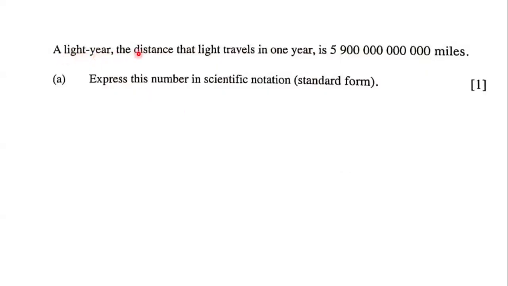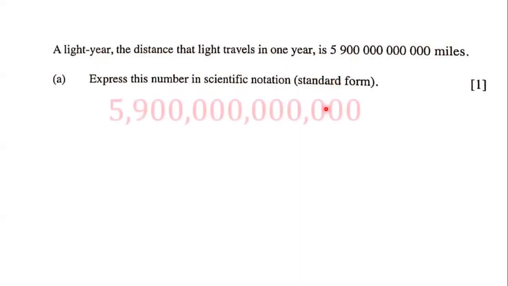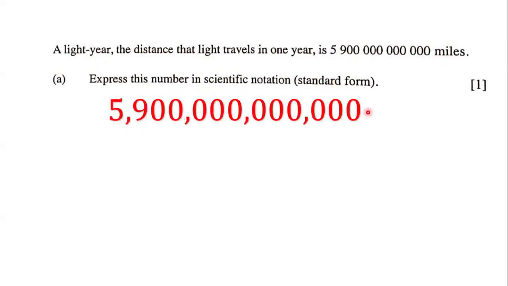A light year, the distance that light travels in 1 year, is 5,900,000,000 miles. Express this number in scientific notation or standard form. And so here we have this huge number, 5,900,000,000, and we have to convert this into scientific notation.